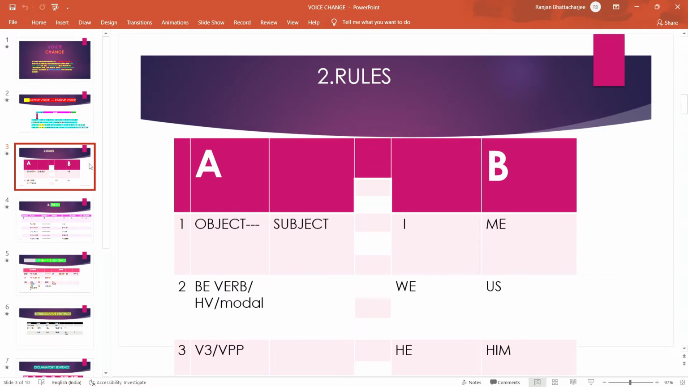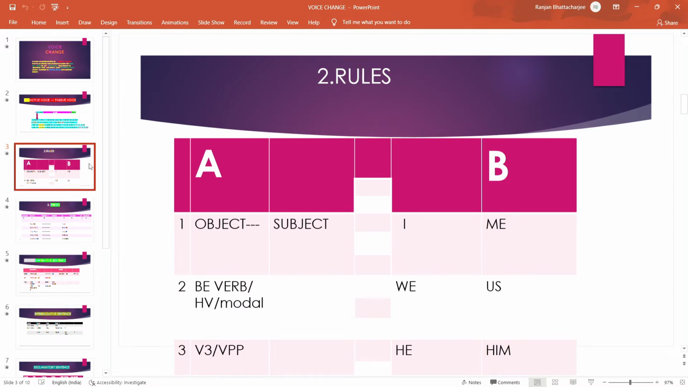We should know the rules. What are the rules? The rules are very simple. I have categorically divided them into 2 rules: one is A, one is B. Under A, the first rule that you should follow: while converting, you should identify which is the subject, which is the verb, which is the object. Next, you should follow that the object in active voice becomes the subject in passive voice.